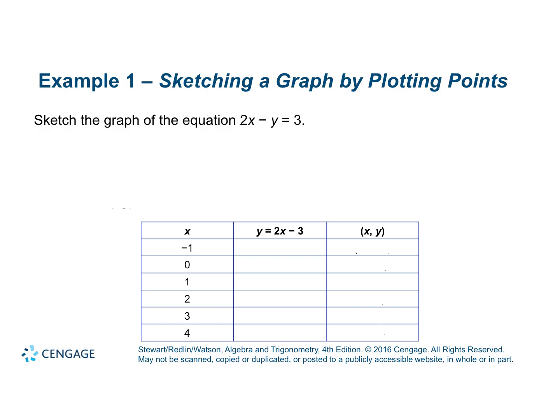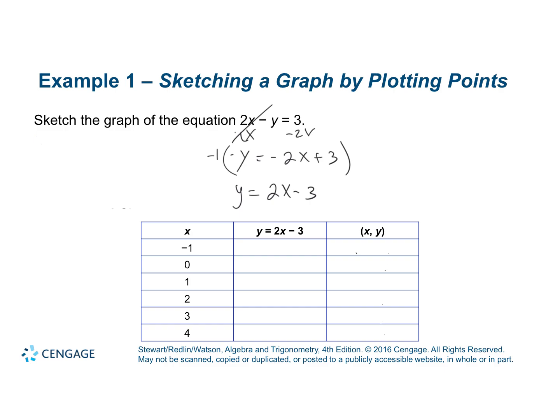It is rearranged into y equals 2x minus 3 in the chart. We did that by subtracting the 2x on both sides, which left me with negative y is equal to negative 2x plus 3. And then we multiplied everything times negative 1, which gives us y is equal to 2x minus 3. That's how we rearranged it.